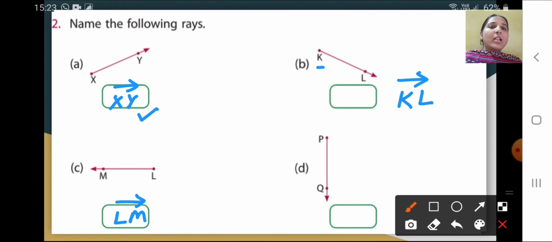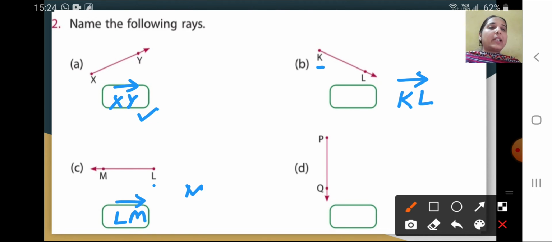Okay, because we always start with the end point. So L is the end point here. Okay, and on the other side we have the arrow. So it will be first the end point, so L, M, and then just an arrow above that.